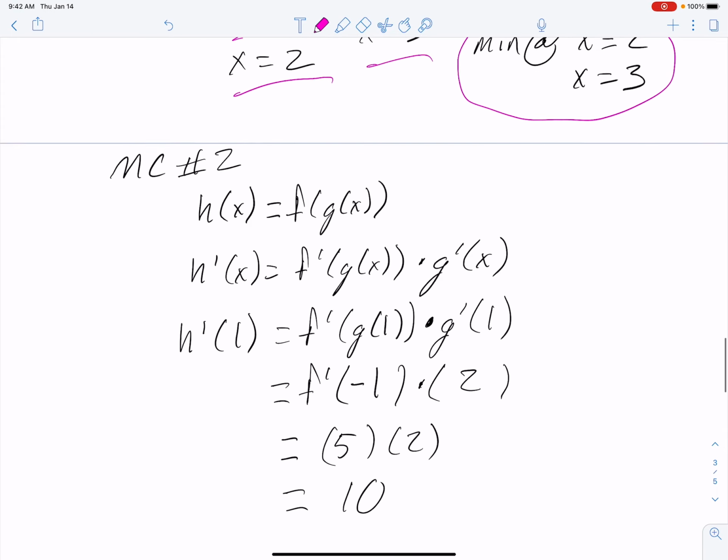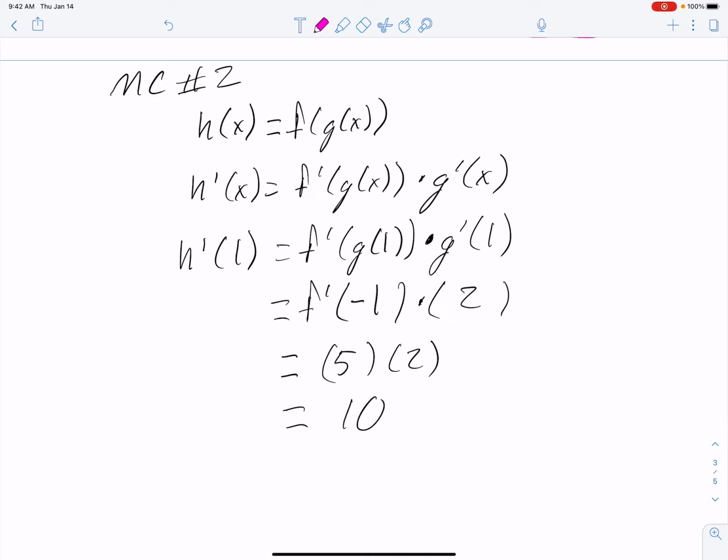All right, multiple choice number 2 is a matter of being able to use the chart. I do my chain rule: f prime of g of x times g prime of x. I substitute in 1 for x. And then reading my chart, when x equals 1, g prime equals 2. When x equals 1, g equals negative 1. F prime of negative 1, so when x equals negative 1, y equals 5. And then finally, 5 times 2 is 10. And unfortunately, I can't remember which choice that was.